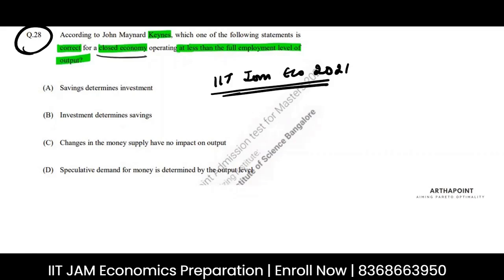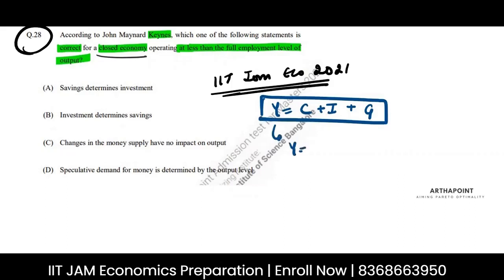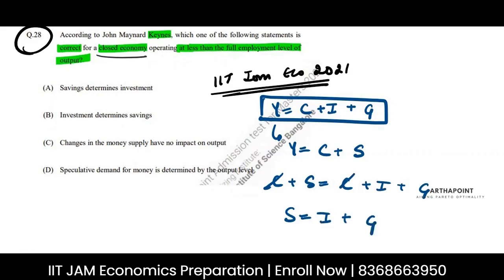Because it is a closed economy, we will have Y is equal to C plus I plus G. And we know that income can either be consumed or saved. So C plus S will be C plus I plus G, so S will be I plus G. Whenever there is an increase in I, it will increase S. Whenever investment increases, it is going to increase the amount of savings in the economy, right?